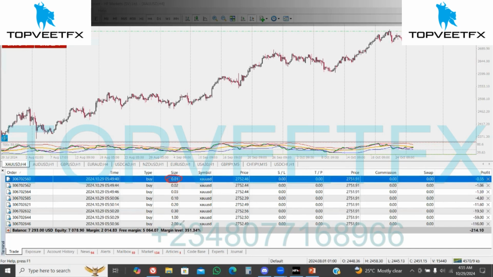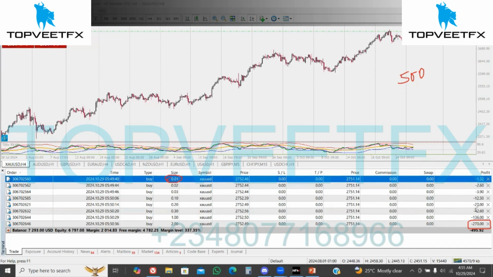Now, look at 2.0. I enter 2.0 and the market is going against me. I'm already having minus 126. Imagine that I have a $500 account and I place 2.0. On my $500, I'm already losing 140 something out of it. So I'm having 360 balance.